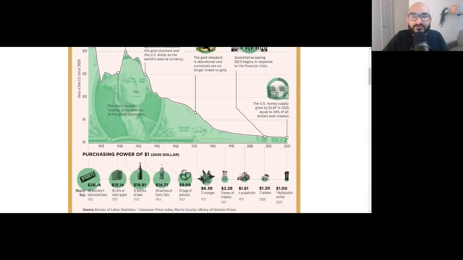So at some point in 1913, $1 bought 30 Hershey's chocolate bars. Today, you can barely buy one Hershey's chocolate bar with $1. And on top of this, we get better at producing things over time. We have robots, we have machines, but at the same time, these things are getting more expensive, even though they're becoming more abundant, even though we're getting better at producing them.